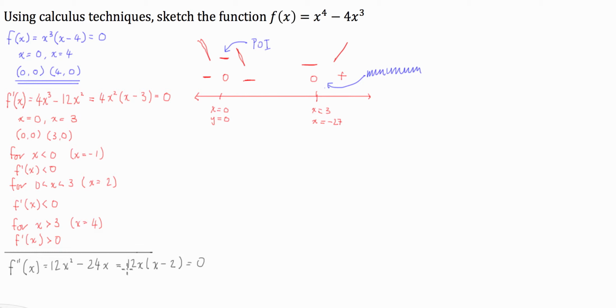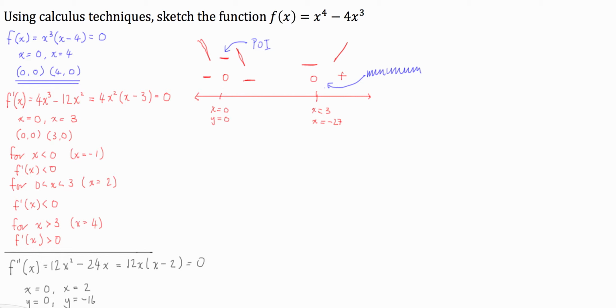Now again, null factor law, we're just repeating ourselves. So at this point, we're going to have x equals 0, x equals 2. So we already know that y is equal to 0 at this point. What we can do is work out what's happening here. We substitute this into the original equation, which is here. 2 to the power of 4 is 16, subtract 2 to the power of 3, which is 8, times 4 is 32, so 16 take 32 is negative 16.